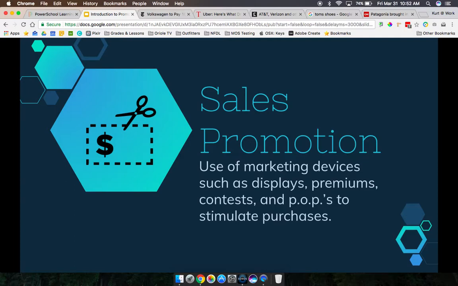Point of purchase displays, those are POPs, point of purchase displays. Anything that they can do to stimulate purchases or get information from you is a sales promotion. I get texts from QuikTrip that basically say, hey, come on and stop in today for a free cookie, or stop in for $1 off gasoline. That is a sales promotion when they do that. So those are all examples of things you might see with that.